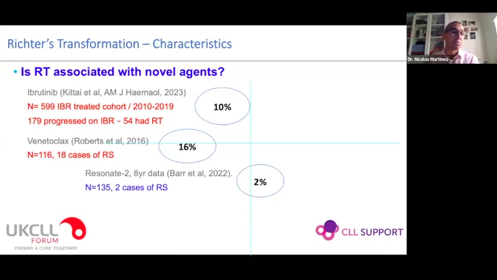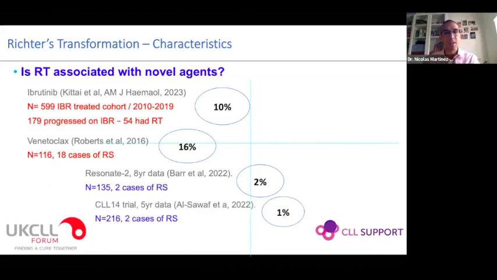That's about 2% in this last one. So again, small risk, but seems to be slightly higher than for treatment naive. And for the CLL14, again, 1% of cases in about 5 years of follow-up that we've had, or 6 that we have now. So again, about 1%. So there is a slight increase, I think, in the risk of Richters, even with novel agents. And this is something we should probably still be talking to our patients about.